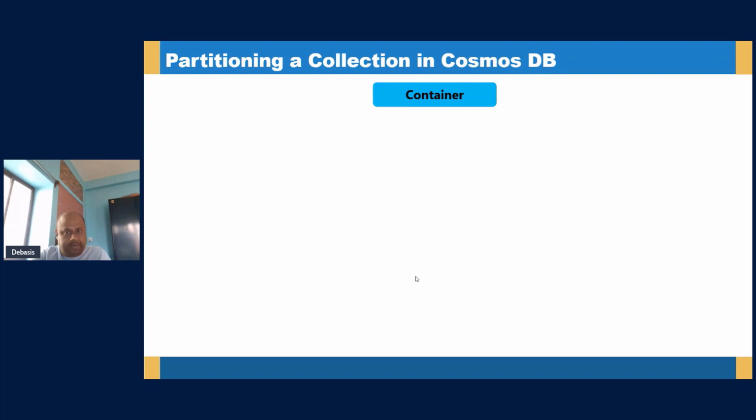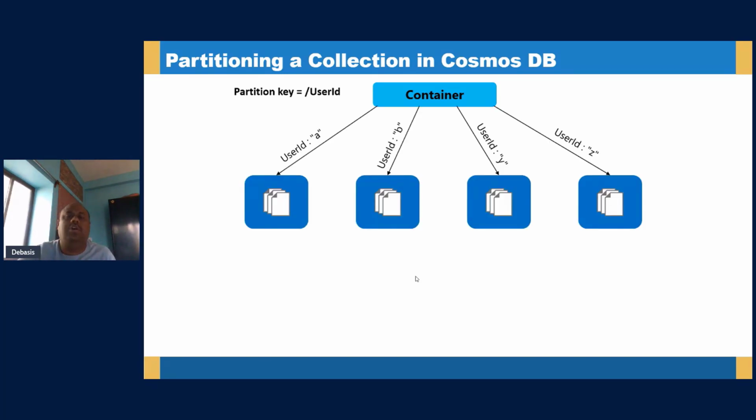Also, like in SQL Server, we can implement partitioning in Cosmos DB. But in Cosmos DB, we have two different types of partitions: logical partitions and physical partitions. First we discuss the logical partition. Suppose we have a container. A container is basically a database. Within that collection, we can store different types of documents.